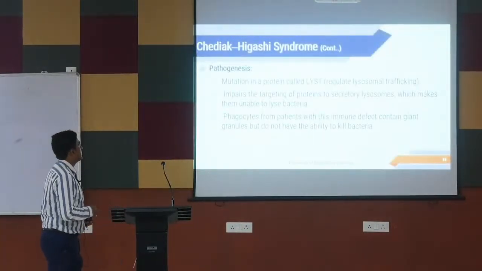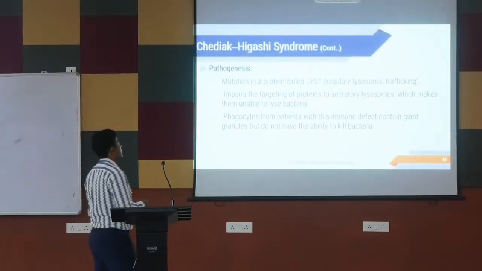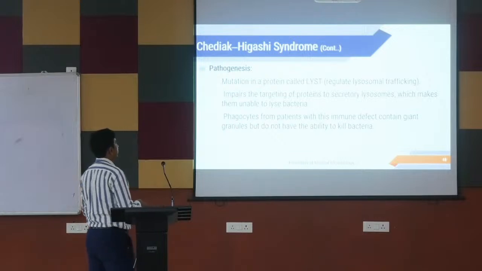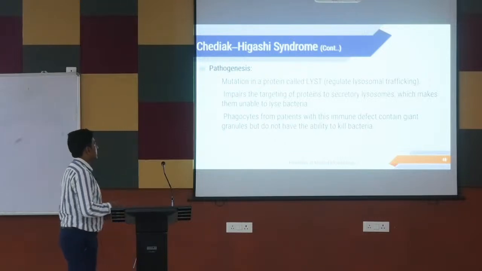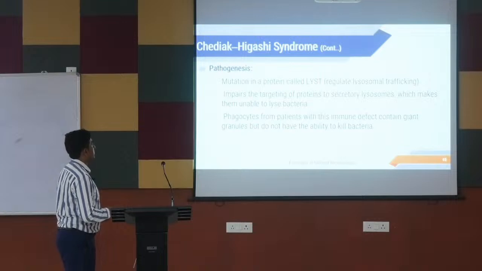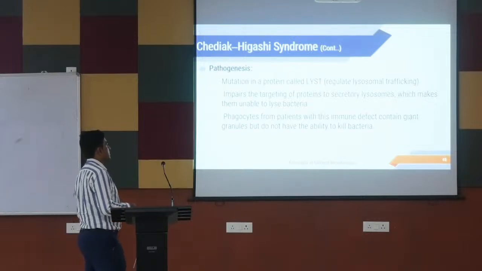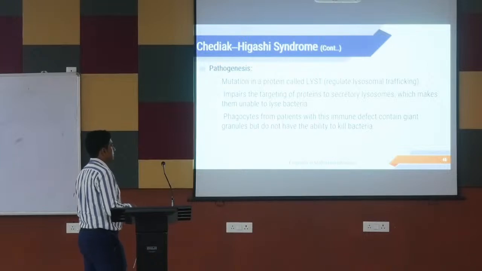Pathogenesis কিভাবে হচ্ছে? There is a mutation in the protein called the lysosomal trafficking regulator, which impairs the targeting of the proteins to secretory lysosomes, which makes them unable to lyse the bacteria. Phagocytes from patients with this immune defect contain giant granules but do not have the ability to kill bacteria.